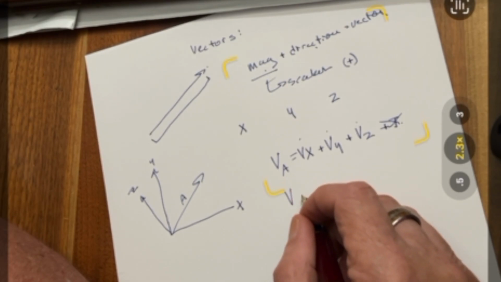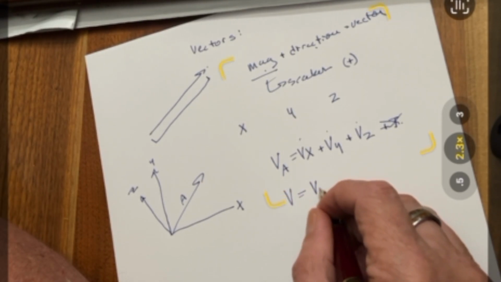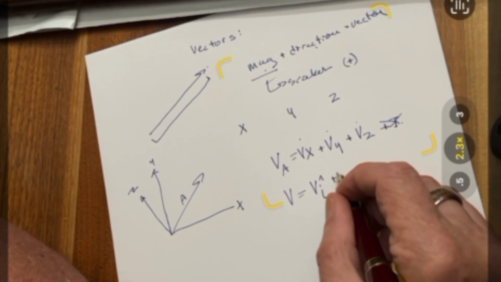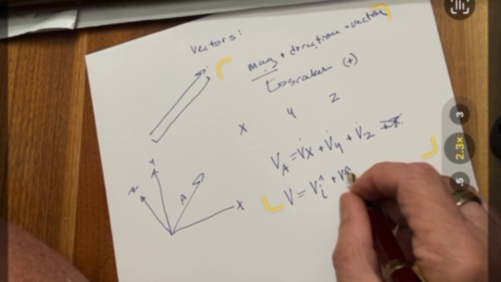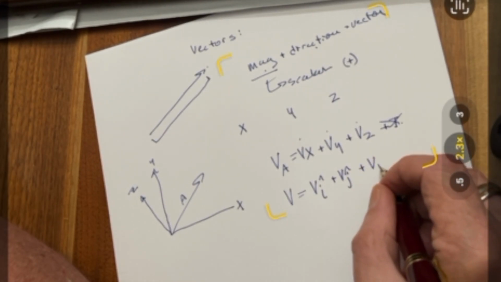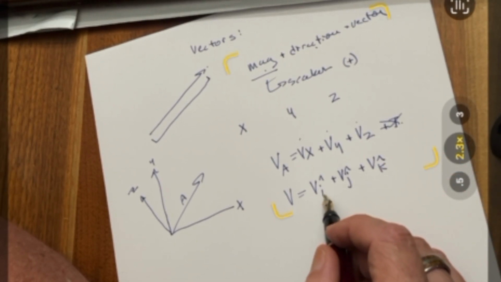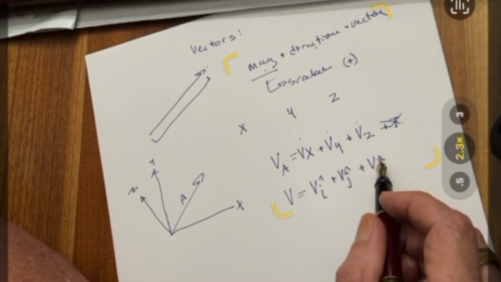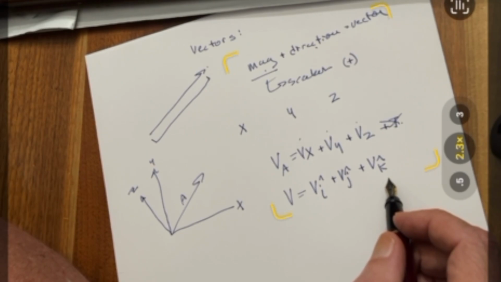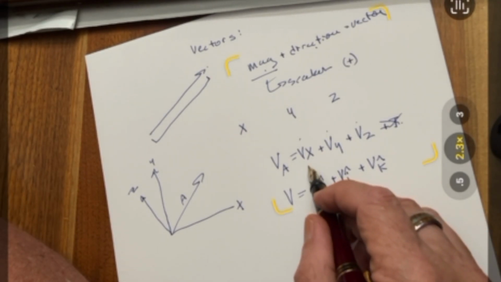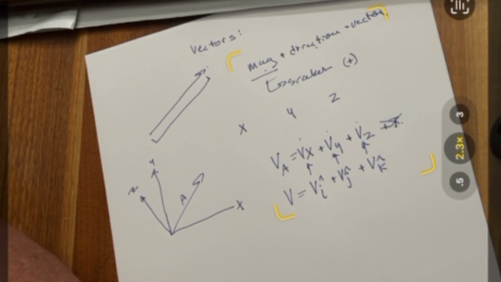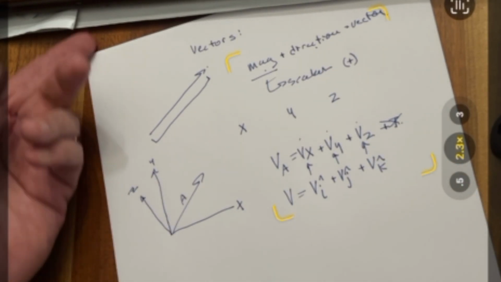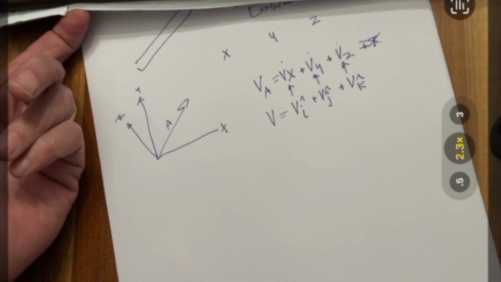So vector A will equal vi hat plus vj hat plus vk hat. The letter with the hat on it indicates what's called a unit vector. These are the vectors in the x direction, these are the vectors in the y direction, and these are vectors in the z direction. It's just simply a different set of notation. There's no surprises here.